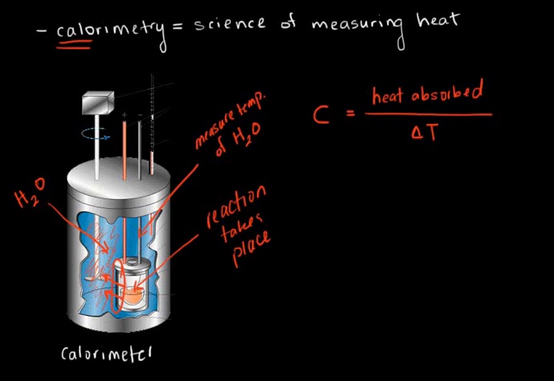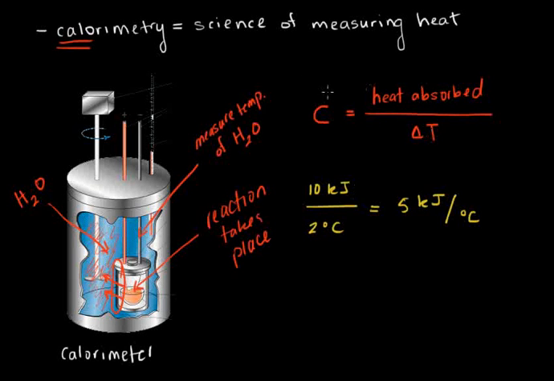So if we're in a lab and we measure that a reaction produces 10 kilojoules of heat, and the temperature of the water in our calorimeter increases by 2 degrees Celsius, then we see that our heat capacity, C, is equal to 5 kilojoules per degree Celsius. And now we can understand that it takes 5 kilojoules of energy, of heat, to increase the temperature of the water in our calorimeter by 1 degree Celsius.